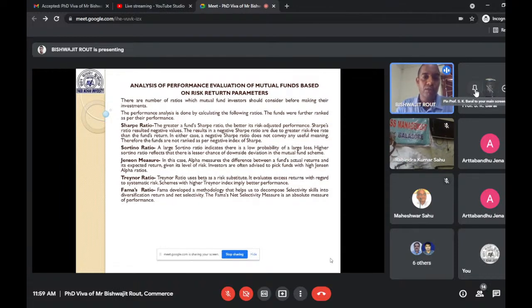In the Sortino ratio, a large ratio indicates a low probability of large loss. A higher Sortino ratio reflects a lesser chance of downside deviation in the mutual fund schemes. In the Jensen ratio, alpha measures the difference between the fund's actual return and expected return, given its level of risk. Investors are often advised to pick funds with a high Jensen alpha ratio. When choosing funds, the Jensen ratio can be taken into consideration.